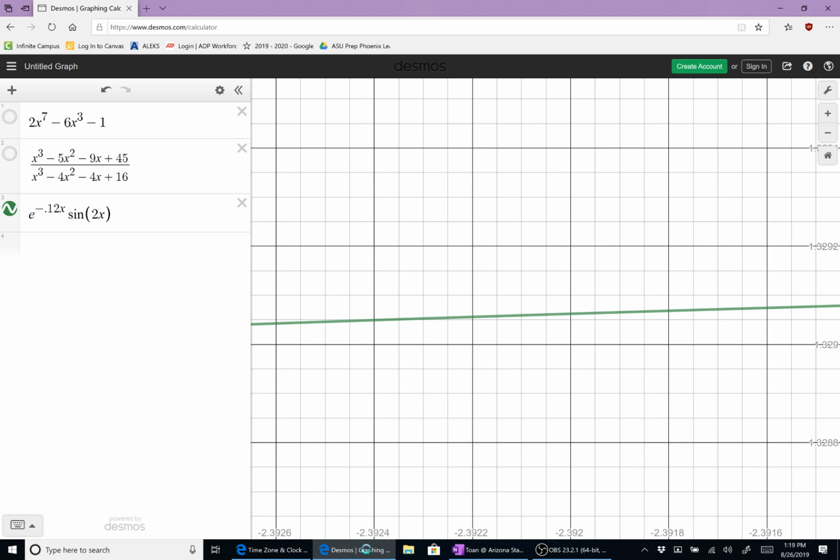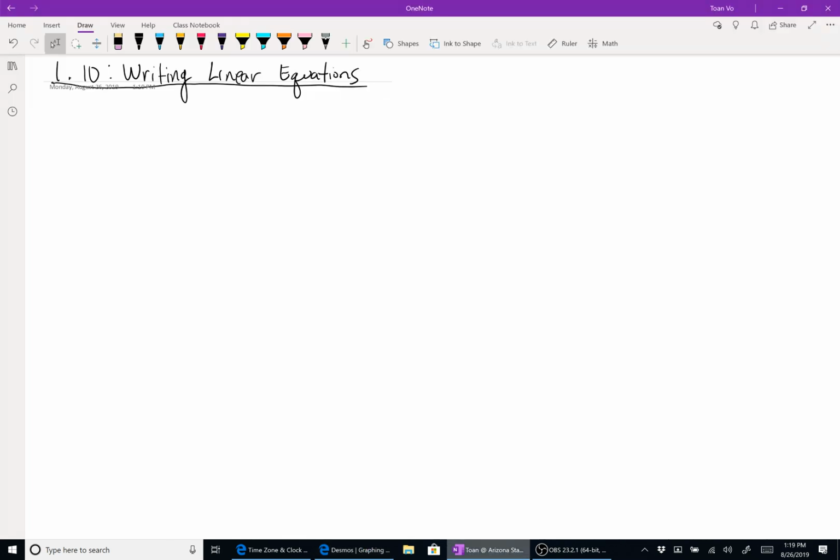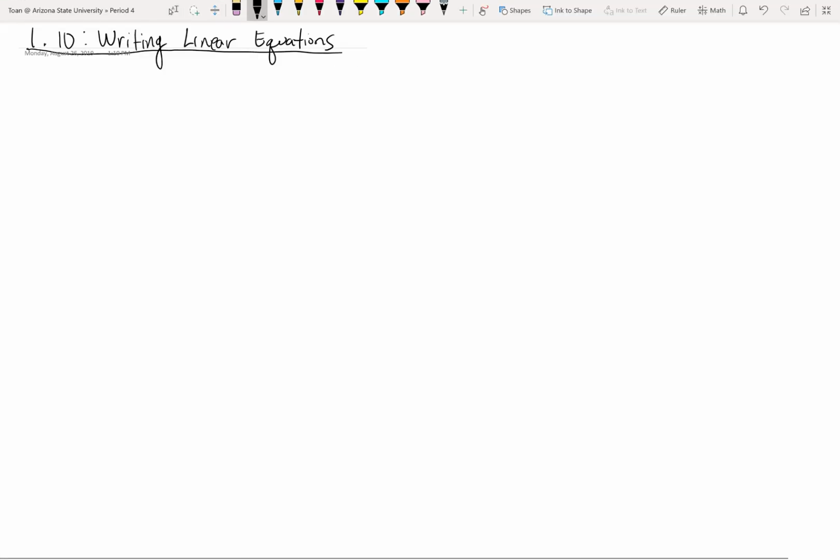Well, if every single function can be broken down into line segments, it sort of makes sense that we need to be able to write an equation of a line. So that's why I think that this section is in our review section, because writing an equation of a line is as important, if not more important, than, say, solving an equation when it comes to Calculus 1.